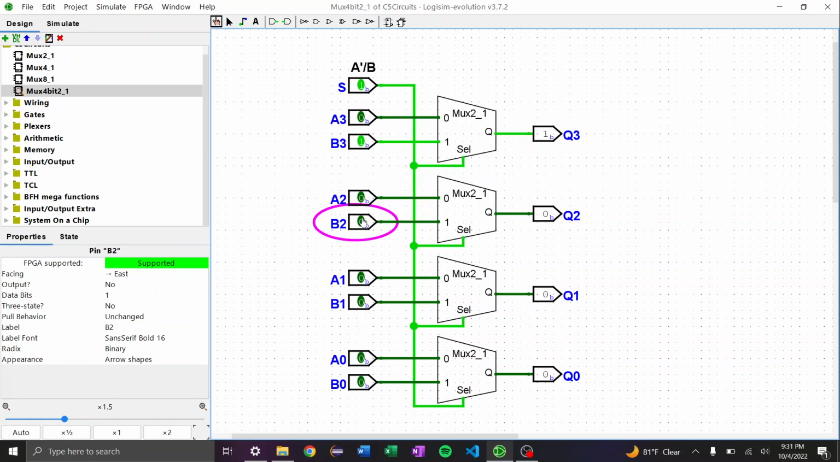So, it's very important to label your inputs and outputs so you don't get confused, because trust me, when I was doing this, I was very confused initially, but labeling everything helped out.